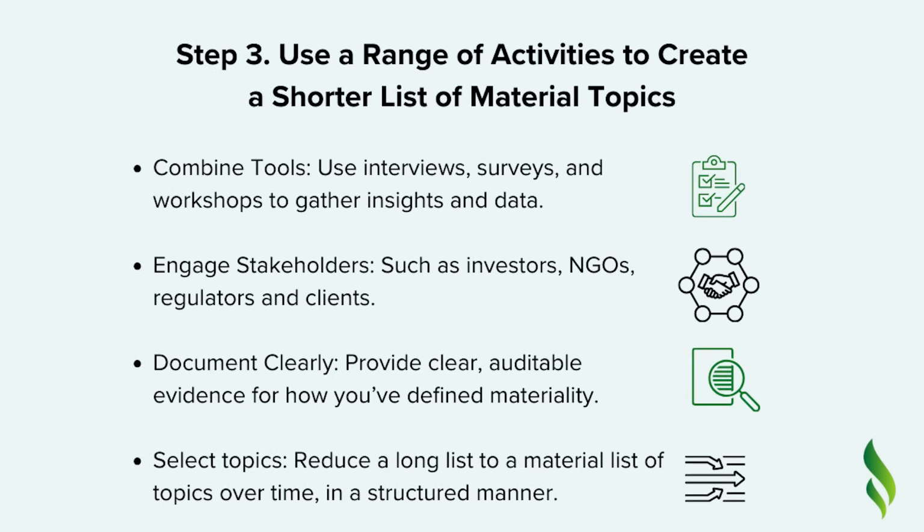Step 3. Use a combination of interviews, surveys, workshops, and risk and opportunity assessment frameworks to reduce the long list of materials to a shorter list of defined material topics. Consult with key stakeholders, such as investors, NGOs, and regulators where necessary. Ensure that this stage is clearly documented and transparent, as the findings from these activities will ultimately dictate the outcome of your materiality assessment. Often, this step is done in stages to help reduce the number of topics gradually and minimise the overall burden on stakeholders.